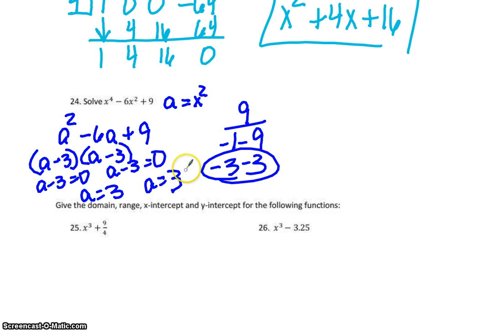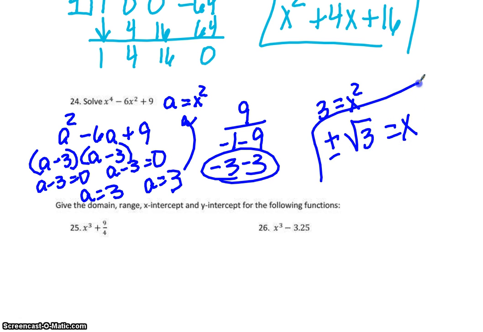So then you have to go back up here and say, well, then 3 is equal to x squared. You have to unsquare it. So plus or minus the square root of 3 is equal to x. That's all there is to your answer on this one, because both of my a's came out to be the same thing. If you had had a equal 3 and a equal 5, you would do this last step twice.